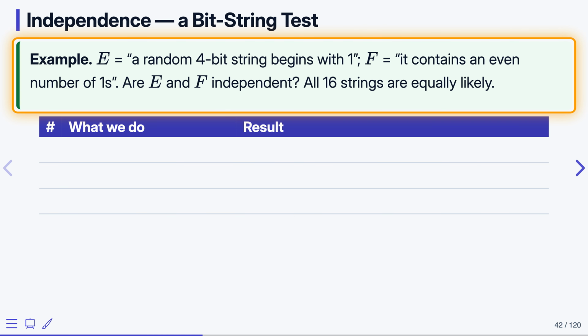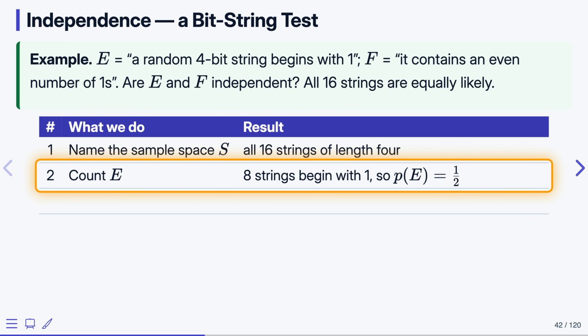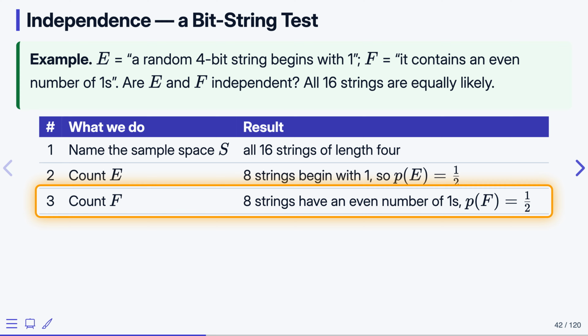Take a random 4-bit string. E is that it begins with 1. F is that it holds an even number of ones. Are they independent? Step 1. The sample space is all 16 bit strings of length 4. Step 2. Event E is the strings that begin with 1. The other 3 bits are free, so there are 8. The probability of E is 8/16, which is 1/2. Step 3. Event F is the strings with an even number of ones. There are also 8 of those, so P of F is 1/2.